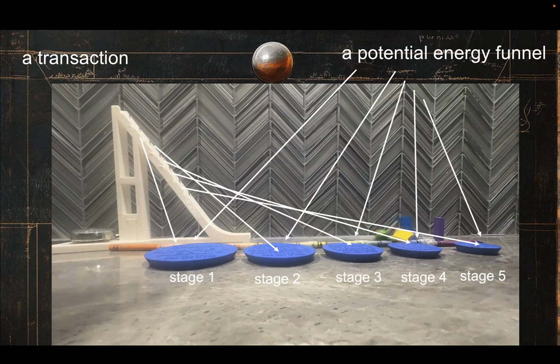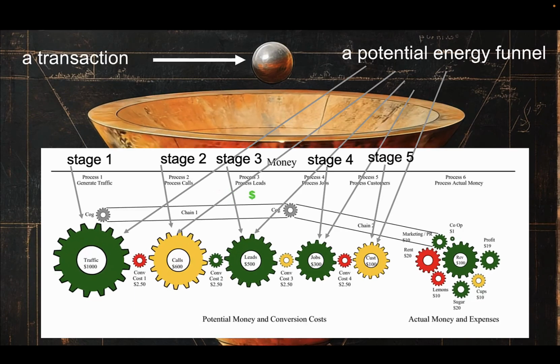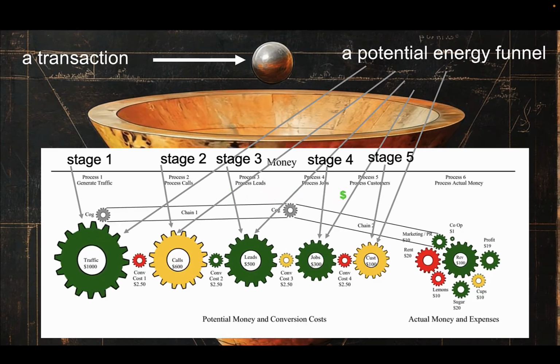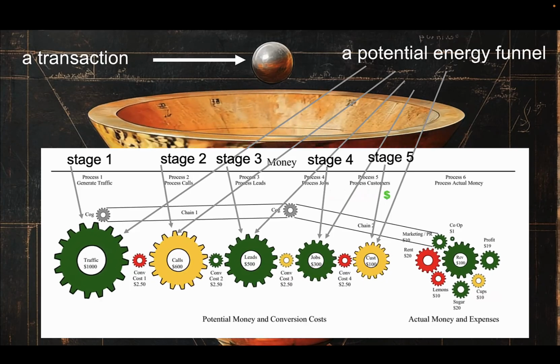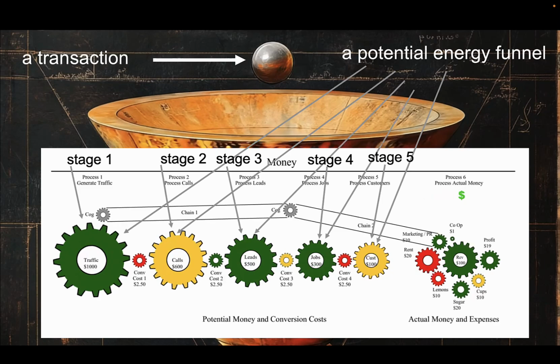In a practical sense, this can be represented as a marble rolling down a ramp. And as the marble rolls down the ramp, it's moving through different stages of decreasing potential energy. And that can be represented by these cross-sections of this funnel. And in a business, as a transaction is moving through the business, the potential money for that individual transaction can also be represented spatially and visually in this way.